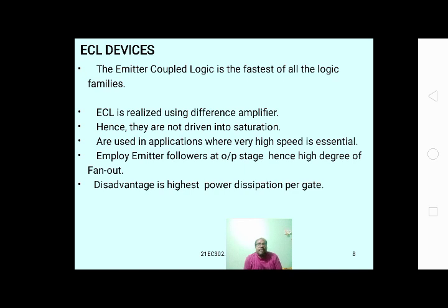Okay, and it employs emitter followers at the output stage for getting a high degree of fan out. The main disadvantage of emitter coupled logic is the high power dissipation per gate. Okay, this is the ECL devices agenda.